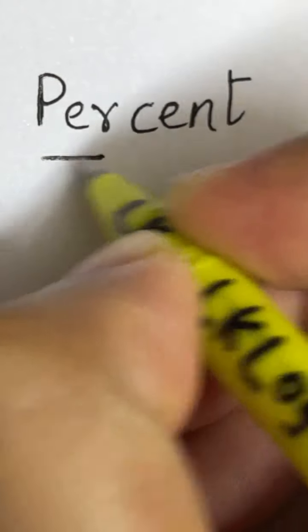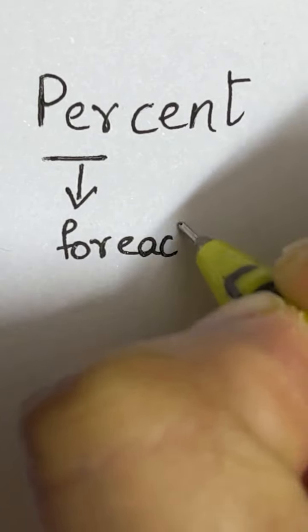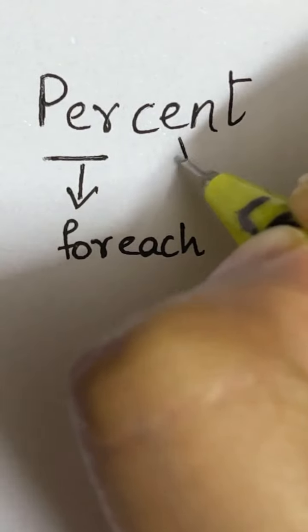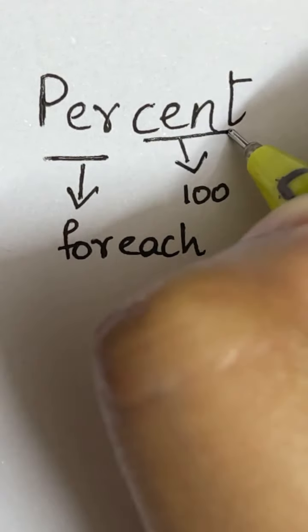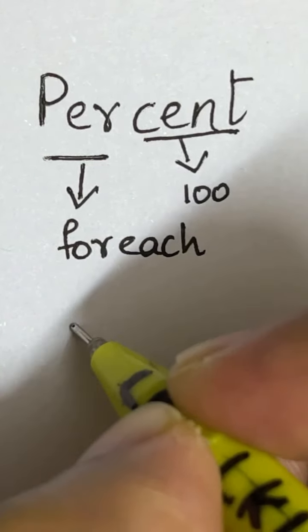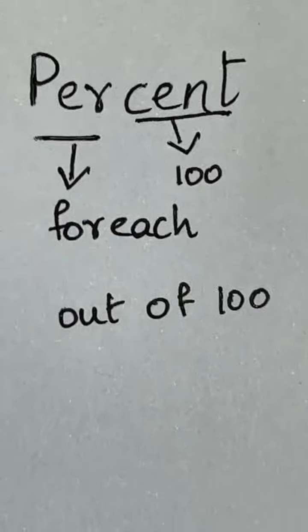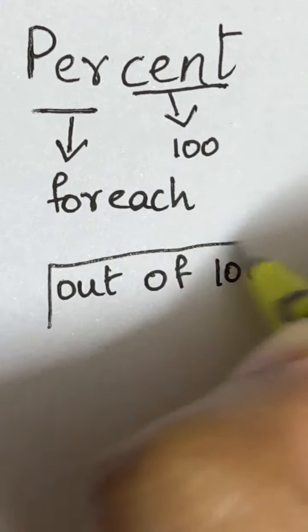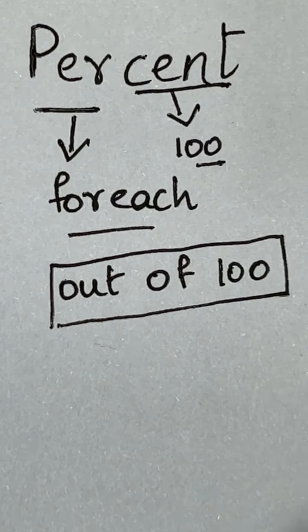So let's see. First of all, we need to know what percent means. Per means for each, and cent means 100. It's a Latin root word, but it means 100. For each 100, or you also say that it is out of 100. Percent actually means out of 100, for each 100. Okay, now let's see some examples.